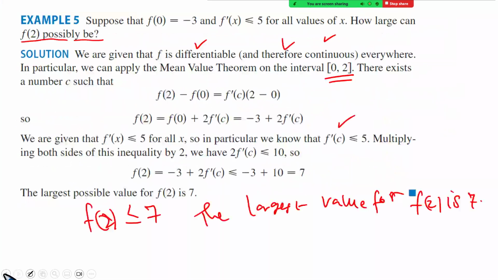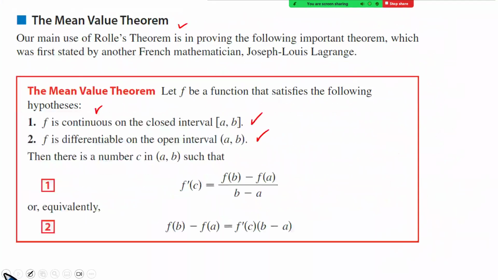Let's check the hypothesis here, or the conclusion of the mean value theorem. If the two hypotheses, the continuity of f over the closed interval and the differentiability of f over the open interval, hold, or are satisfied, then there is a number C in the open interval. So the number C lies in the open interval, and if that is true, it means the instantaneous derivative equals the average gradient of the function f. So the number C must lie in the open interval.